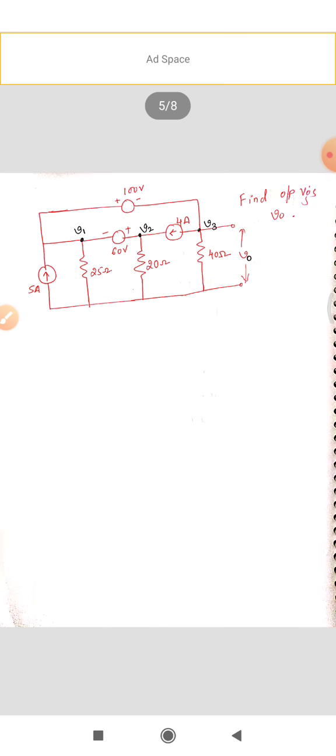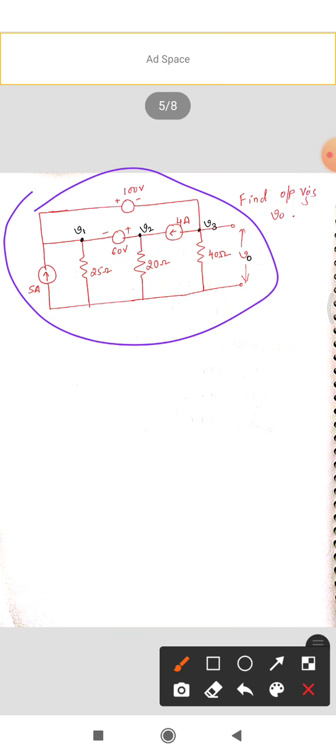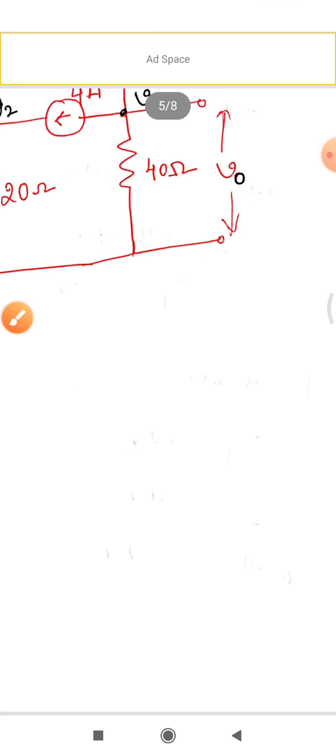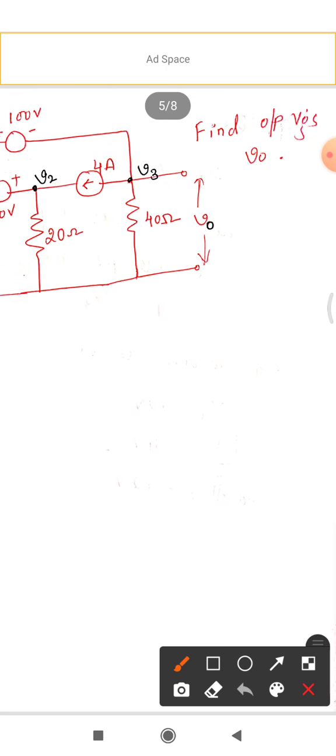Let's move to another numerical for the same method. For this circuit we have to identify nodes, and they have asked us to find the output voltage, that is V0. Remember what V0 is, they have specified it. We need to find the V naught, so be careful about that at the end. This is nothing but the voltage across the 40 ohm, which is your V3, correct.